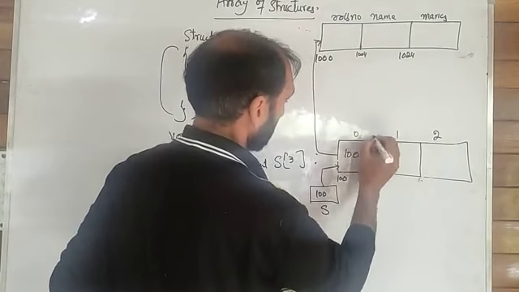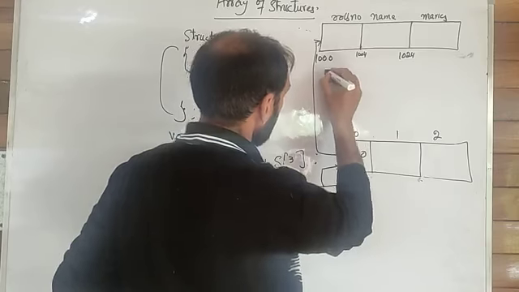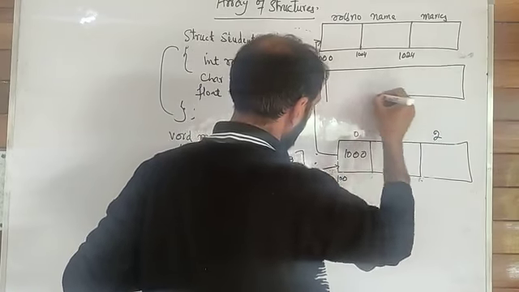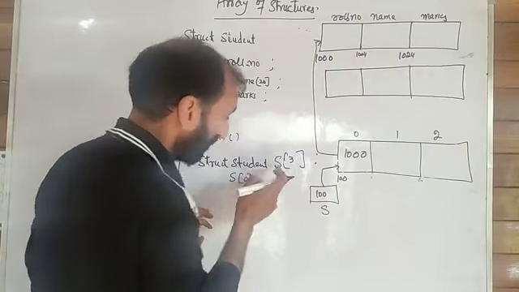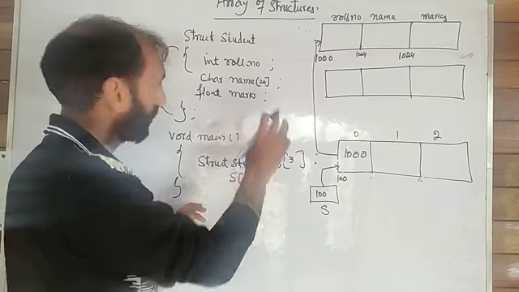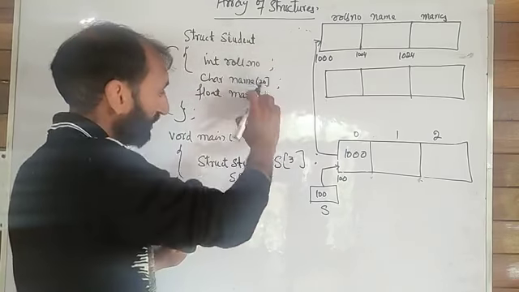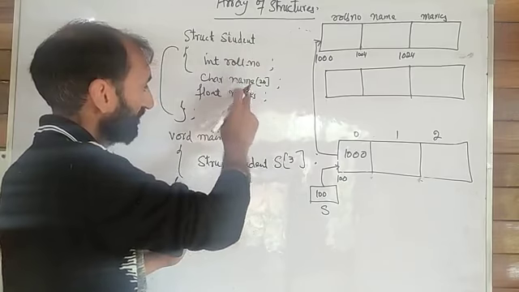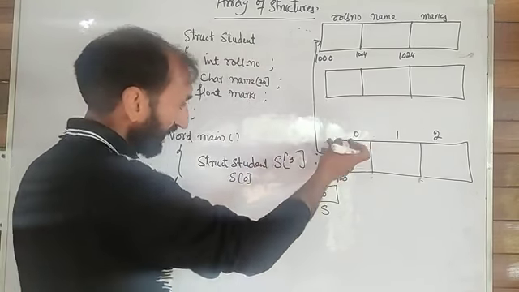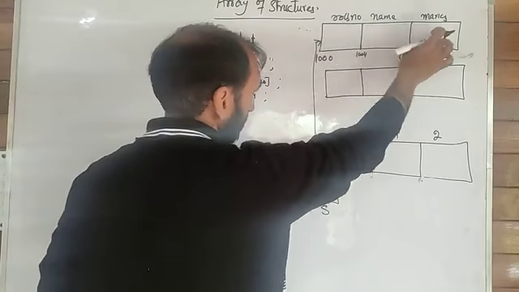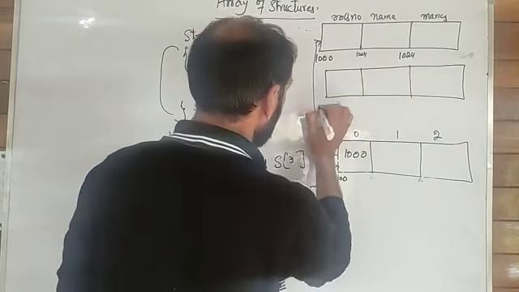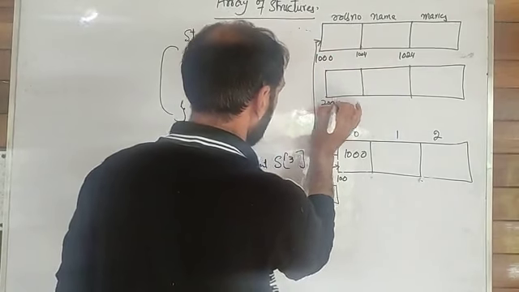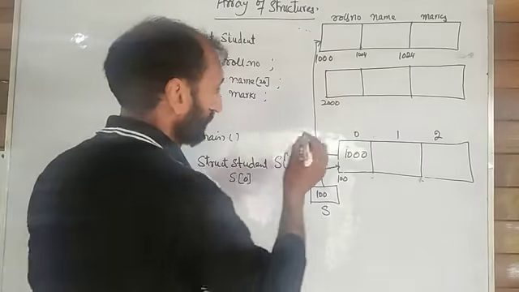S of 1 in the memory is represented like this. Because S of 1 is the object of struct student, which contains 3 members: roll number, name, and marks. In the same way, S of 0 also contains these 3 attributes. So we can say, for example, the address of this is 2000.